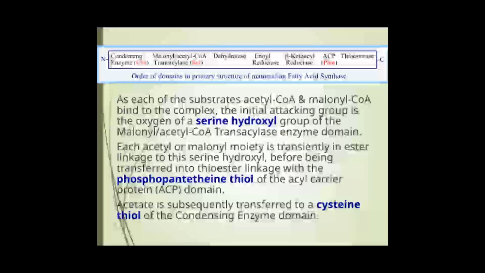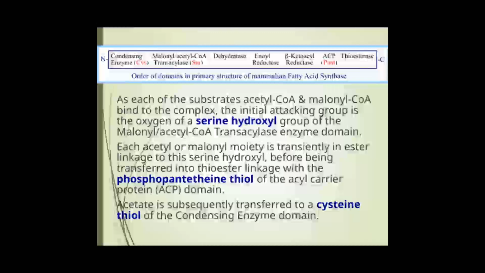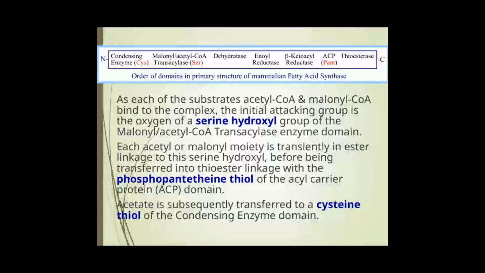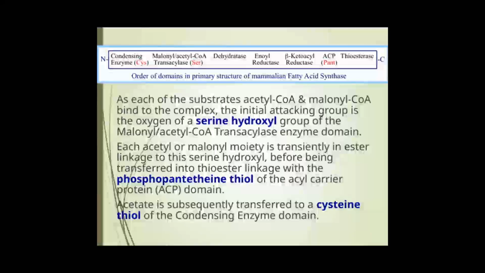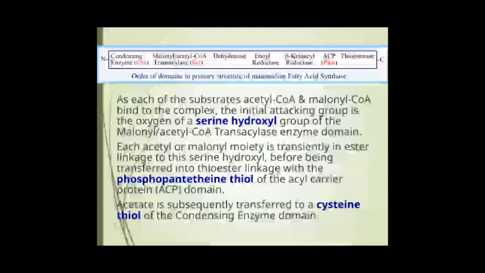Then, the group is transferred from this ester linkage into a more stable thioester linkage with the phosphopantethine thiol of the acyl carrier protein, or ACP, domain. This transfer is vital for the subsequent steps in fatty acid synthesis. Finally, the acetate is transferred to a cysteine thiol group on the condensing enzyme domain, preparing it for the next phase in the process. This sequence of transfers and linkages is fundamental to how the complex orchestrates fatty acid chain elongation, connecting the initial substrate binding to the larger process of lipid biosynthesis.